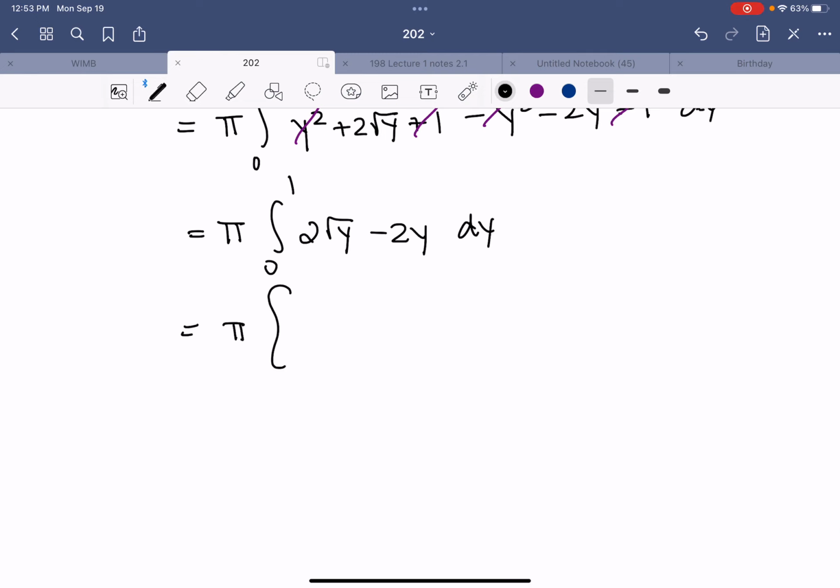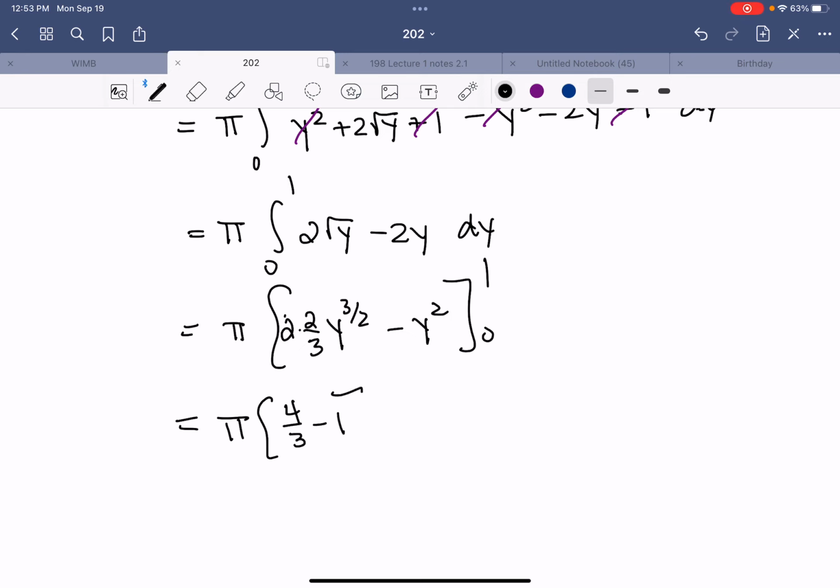Okay, this is y to the 1/2, so that becomes y to the 3/2 times 2, so 2 times 2/3 y to the 3/2 minus y squared from 0 to 1. Plug in 1 and we get 2 times 2/3, which is 4/3, minus 1. And so we get pi over 3. Right? When you plug in 0, you get 0.